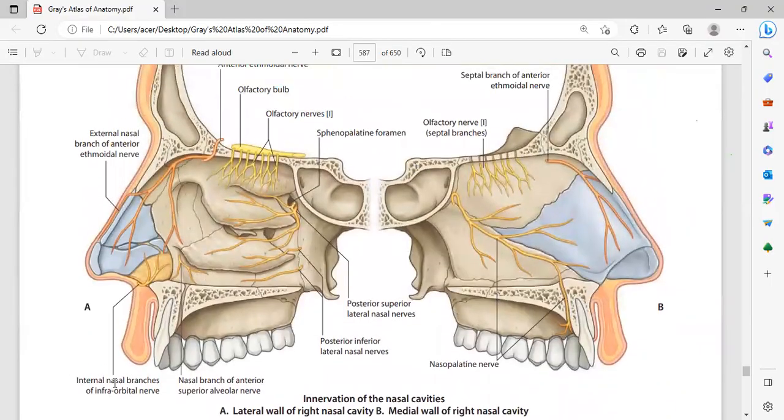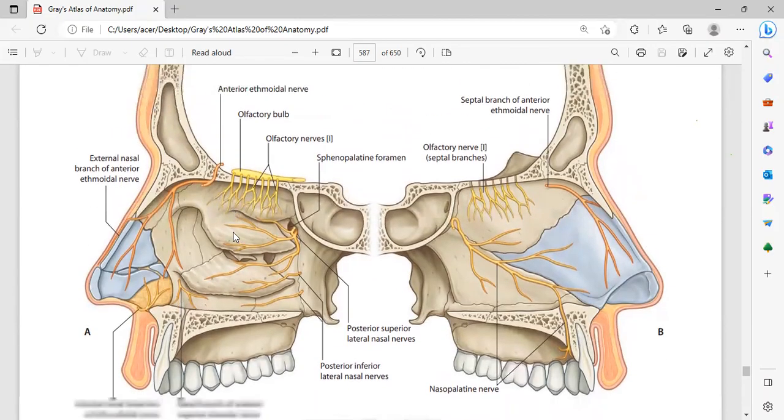Okay, so here, inferior part of the internal nasal branches of intraorbital nerve. Then the respiratory area is supplied by the anterior ethmoidal nerve, anterior superior alveolar nerve, lateral posterior superior nasal branches from the pterygopalatine ganglion, and also by the posterior inferior nasal branches of the greater palatine nerve.